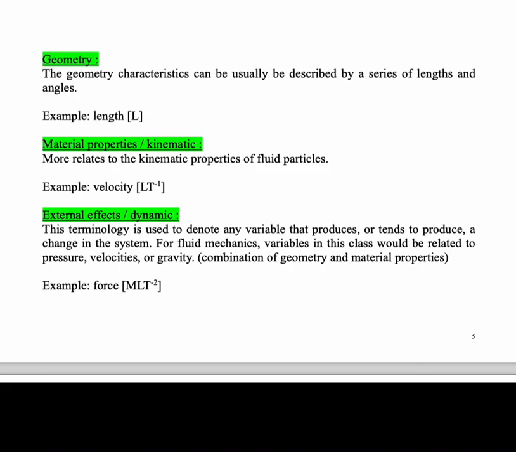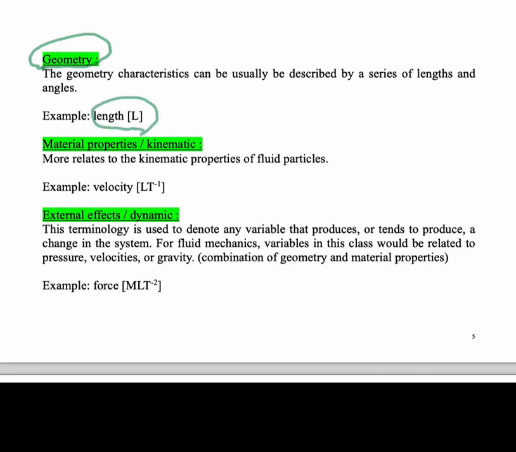So now I would like to introduce you to each group. The first group is the geometry. The geometry characteristics can usually be described by a series of lengths and angles. So the only parameter that can be grouped as geometry is length. The symbol is capital L.